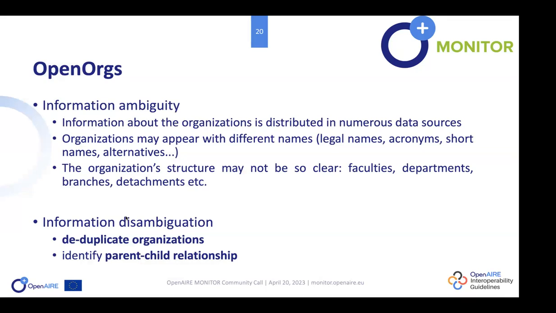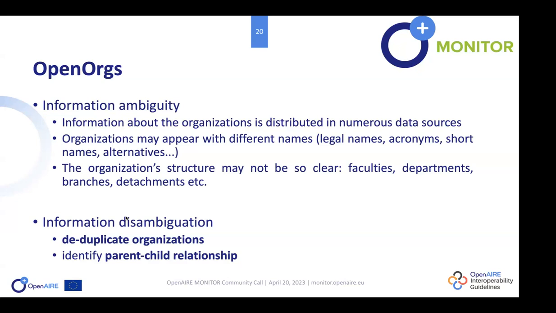OpenOrgs is a platform, a service of OpenAIRE for disambiguating organization names and status. First of all, we should say that there's an information ambiguity about the organizations, which is distributed in all the data sources that OpenAIRE collects metadata from.